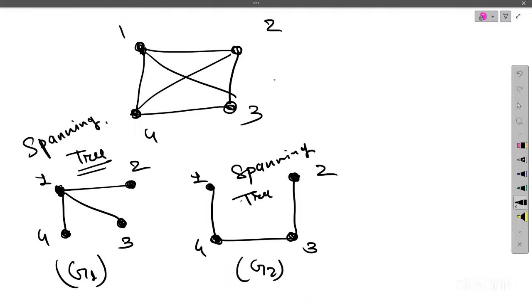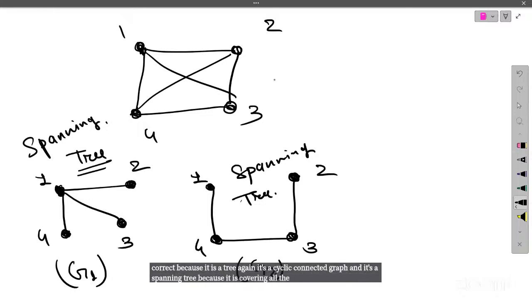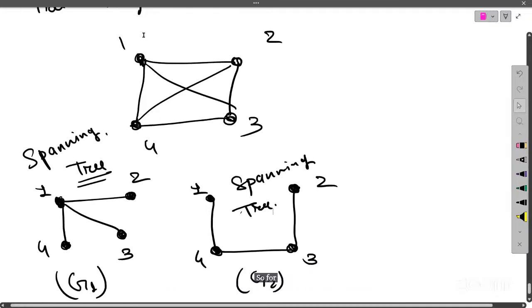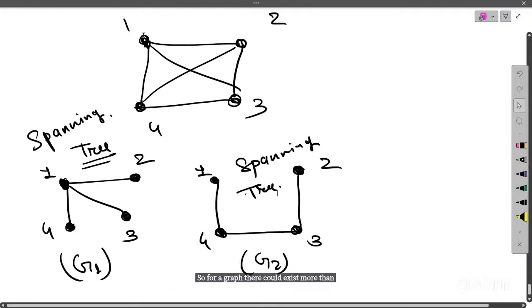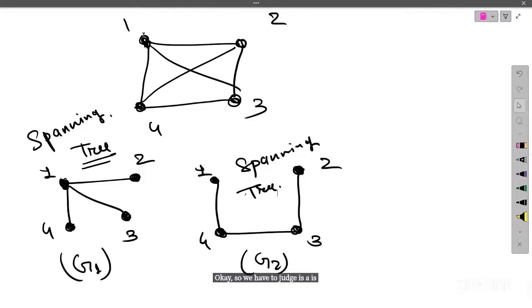Correct? Because it is a tree. Again, it's an acyclic connected graph. And it's a spanning tree because it is covering all the vertices given in the graph. So for a graph, there could exist more than one spanning tree. Okay, so we have to judge if the tree given is a spanning tree of the graph or not.